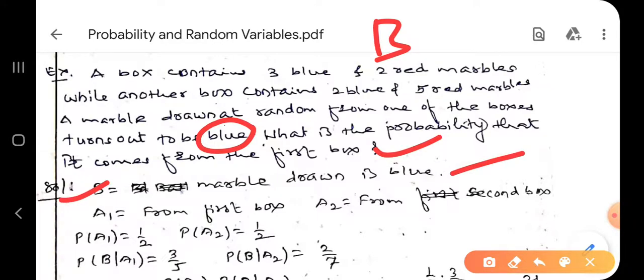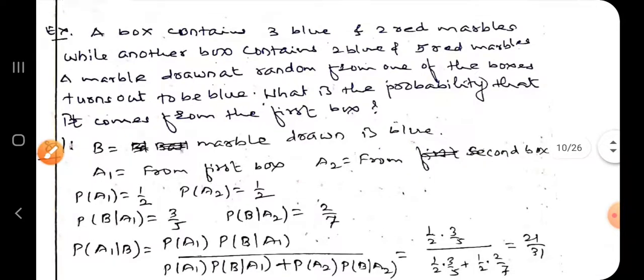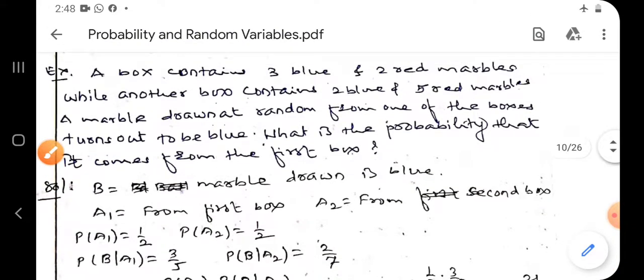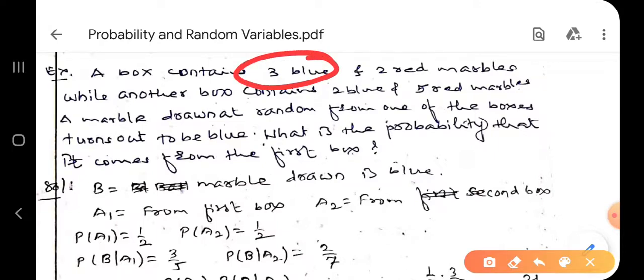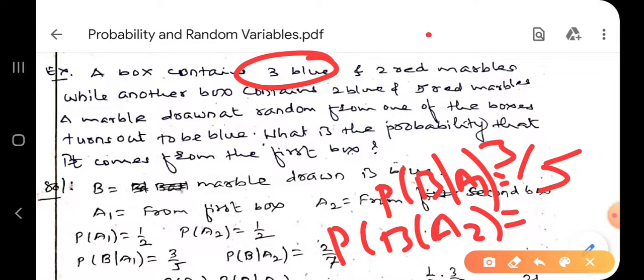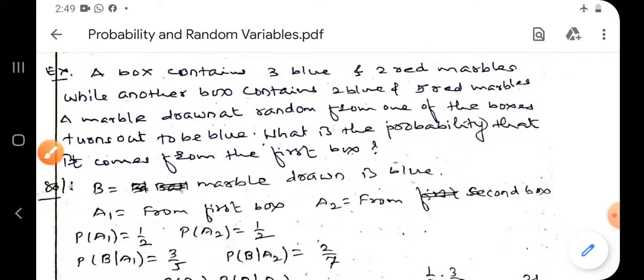So P of B by A1 is what we need. How many blue marbles are in the first one? 3, and total marbles are 5. So 3 by 5 is P of B by A1. Correct? Similarly, P of B by A2. Blue marbles, 2 are there, and total marbles are 7. So 2 by 7. Understood everybody?